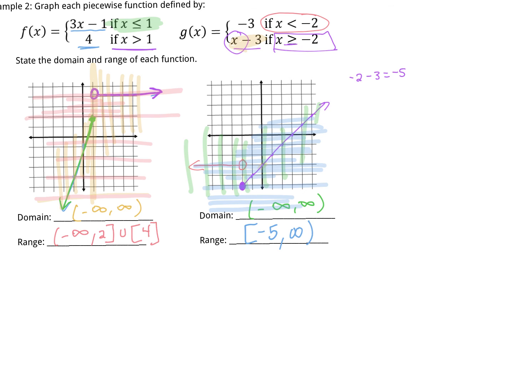All right, you're gonna get to do a little bit more practice with those piecewise functions. I'm excited.